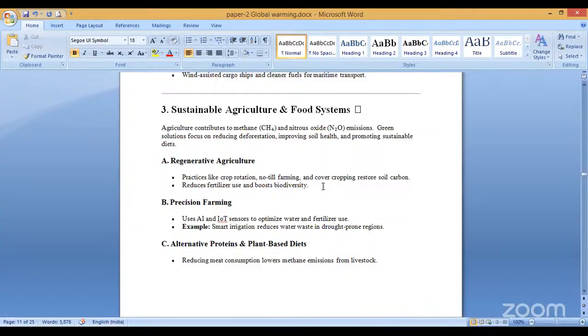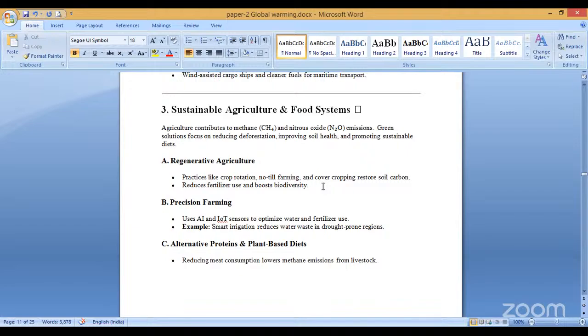Agriculture contributes to methane and nitrous oxide emissions. Rearing livestock, such as cows, goats, and buffaloes, produces methane. Due to agricultural burning and the absence of crop rotation, nitrogen oxide emissions happen very frequently in our agricultural system. Green solutions focus on reducing deforestation, improving soil health, and promoting sustainable diets also.